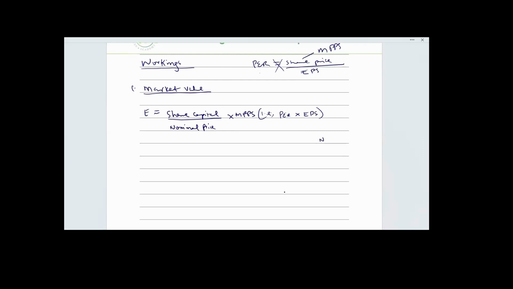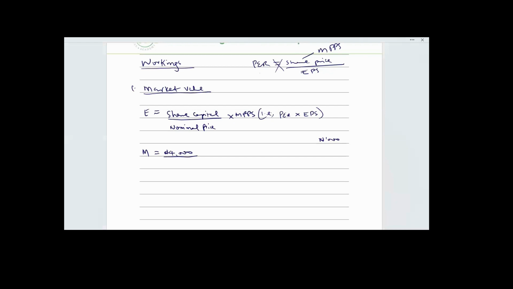Therefore, I will put the naira sign. I will say Mississippi is denoted as M. I will then go to the question for Mississippi. What is the share capital of Mississippi? The share capital of Mississippi is 4,000, that is 4 million naira. Figures are in thousands. I would then say 4,000 divided by the nominal price per share.